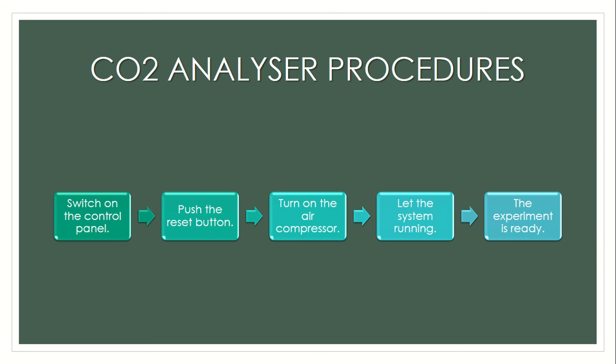So after that, we turn on the air compressor at 2 bar and let the air flow into the systems. Next, we have to let the system running about 5 minutes to ventilate the remaining CO2 in the analyzer. Then, once the reading of CO2 shows the zero value at the indicator display, the experiment is ready to run.